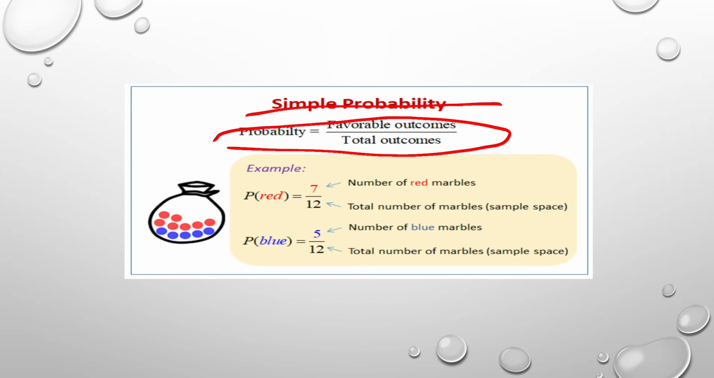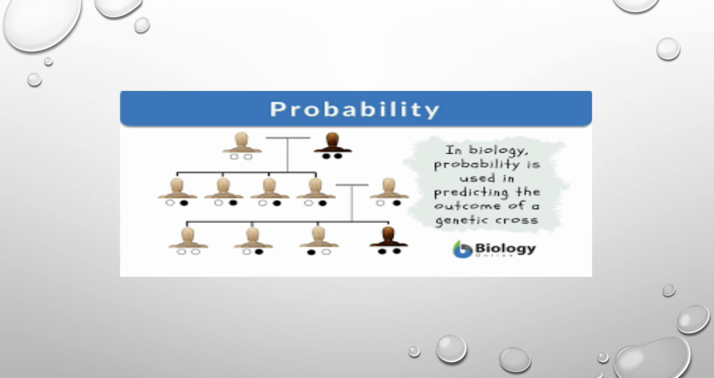For an example, there is one bag. In that bag there are a certain amount of red marbles and some blue marbles. So what is the probability of getting a red marble? The favorable outcomes is the total number of red marbles, which is 7 in number, and the total marbles is red marbles plus blue marbles. So in this way we can find out the probability of red marbles.